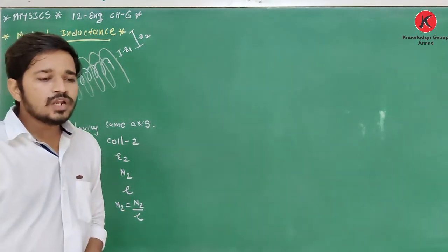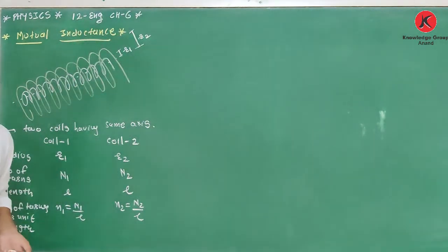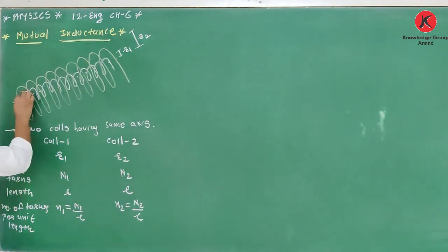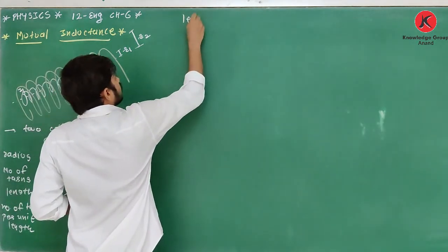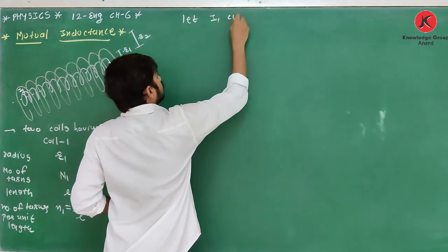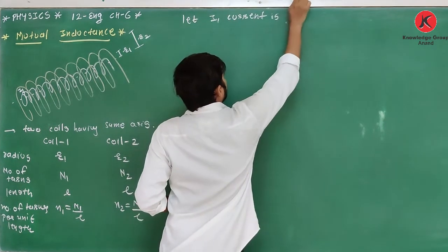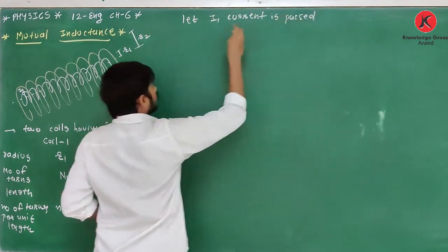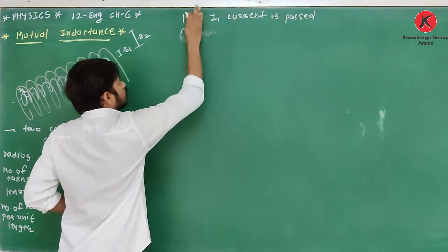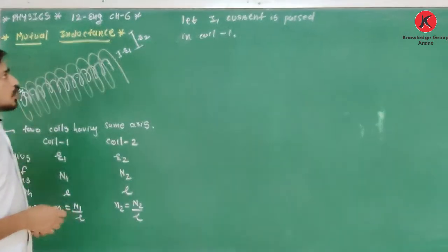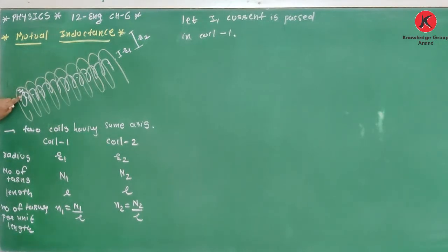So first of all, we will flow current in any one coil. Let I1 current is passed in coil 1. Okay, take care about this. I1 current is passed in coil 1.